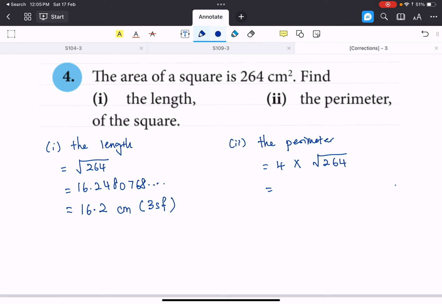So when we do that, let's check out the calculator. We get 64.992307, etc. And of course, for final presentation, we round it off correct to three significant figures, and it will look like this: 65.0. The units is centimeter, and please indicate that it is three significant figures. So this is how we can present this style of questions very systematically, very accurately, with no error.